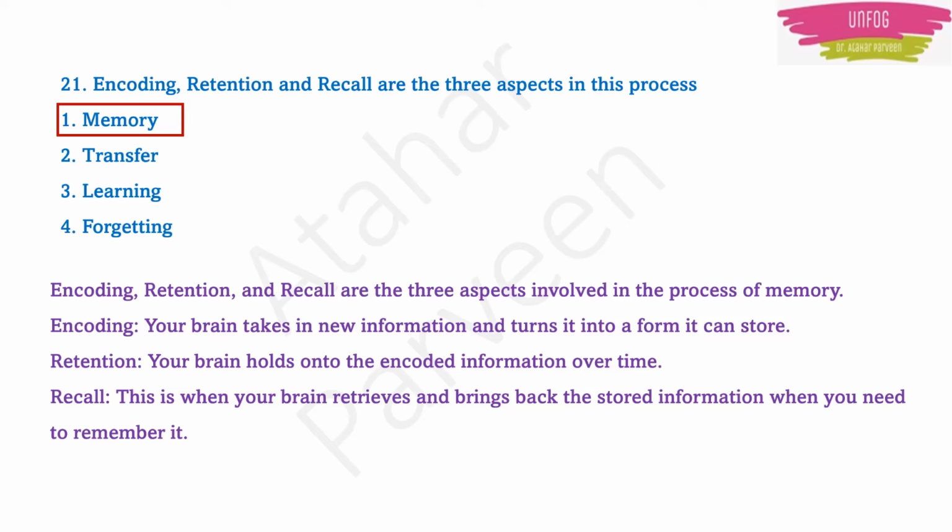Next is recall. This we all know very nicely. It's a very common word we use on a daily basis. Recall is when our brain retrieves and brings back the stored information whenever we need that information to be remembered. So recall is our brain retrieving and bringing back the stored information whenever we need it. These three aspects are all part of memory.